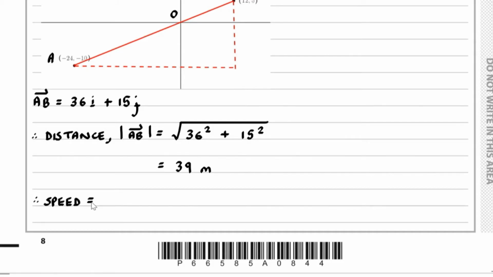and therefore the speed is equal to the distance, 39 meters, over the time, 4 seconds. The speed is equal to 9.75 meters per second.